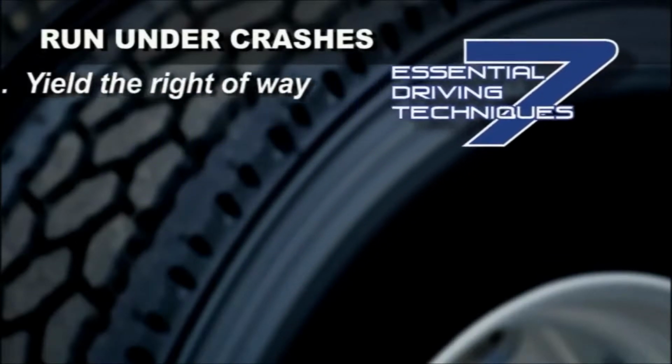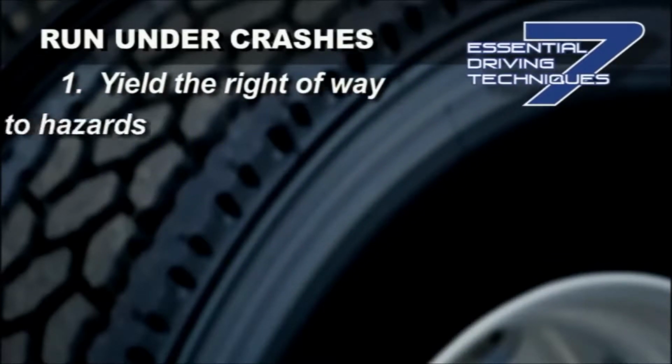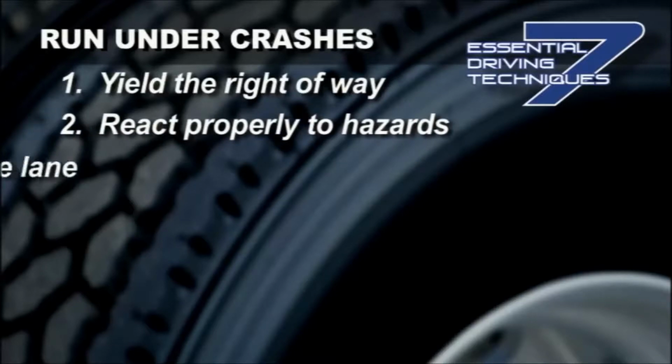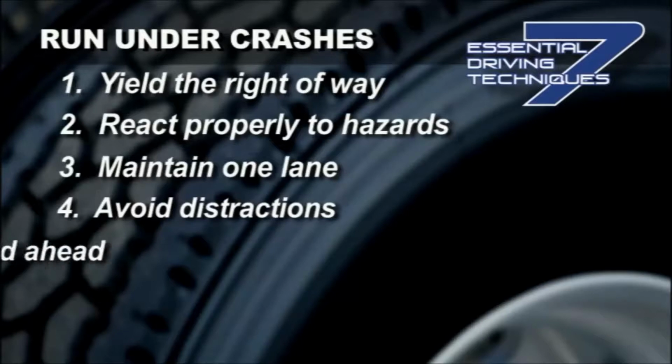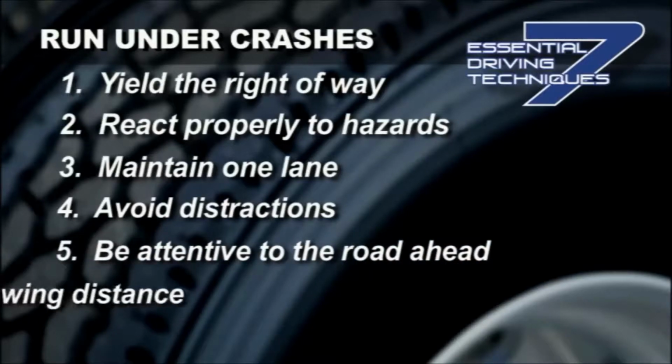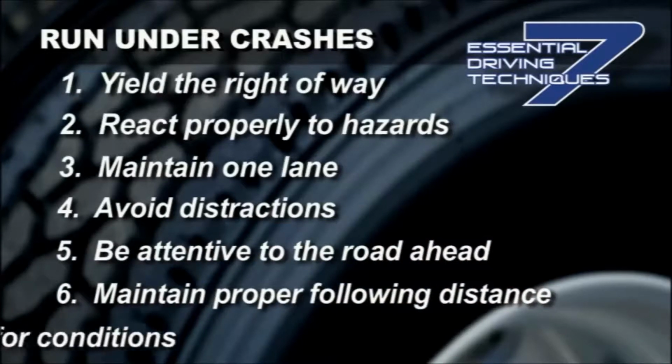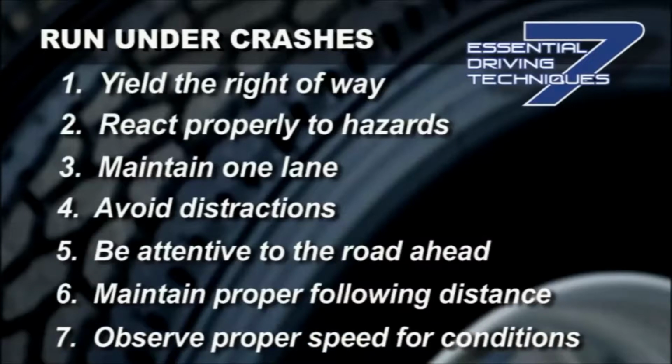These include yield the right-of-way, react properly to hazards, maintain one lane, avoid distractions, be attentive to the road ahead, maintain proper following distance, and observe proper speed for conditions. Using the essential 7 driving techniques and other safe work practices, let's examine each loss factor more closely and decide the best way to prevent a run-under crash.